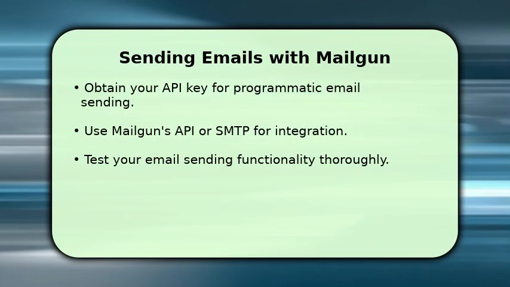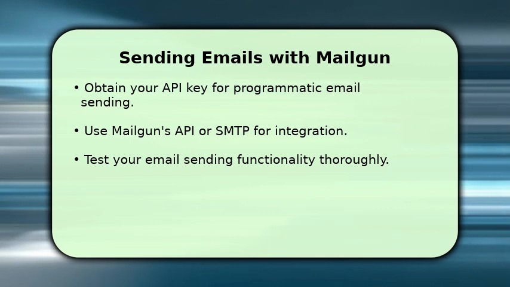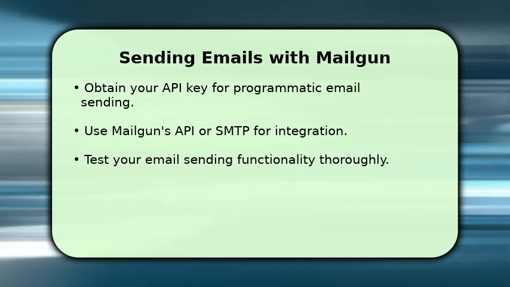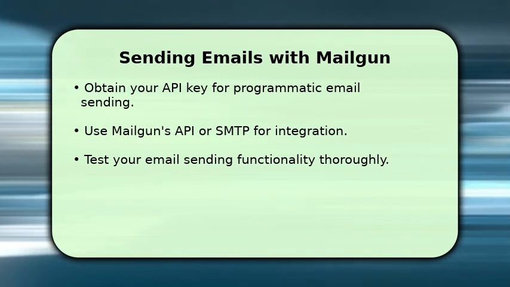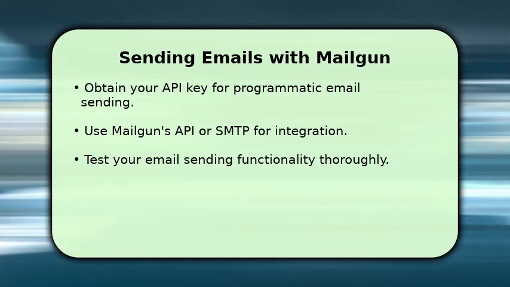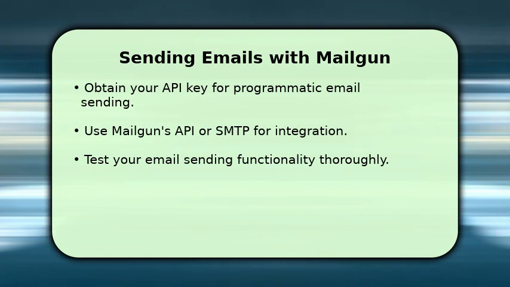With your domain verified, it's time to send emails. First, locate your API key within your Mailgun dashboard. This is essential for programmatic sending. You can integrate Mailgun using its robust API or through standard SMTP. Choose the method that best suits your application. Always test your email sending functionality thoroughly to confirm everything is working as expected before going live.